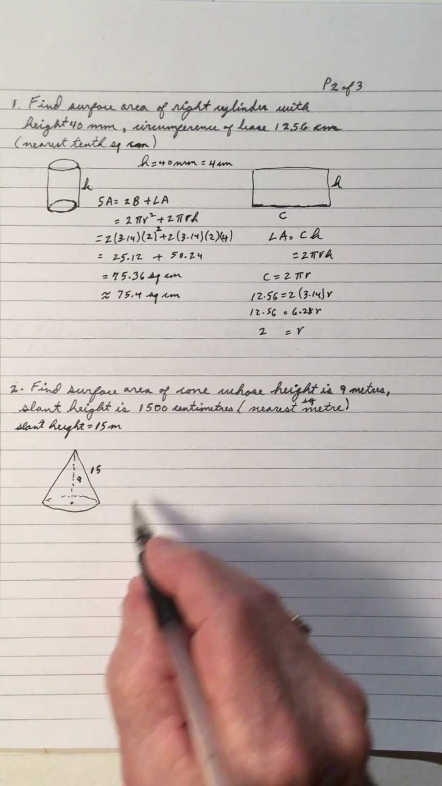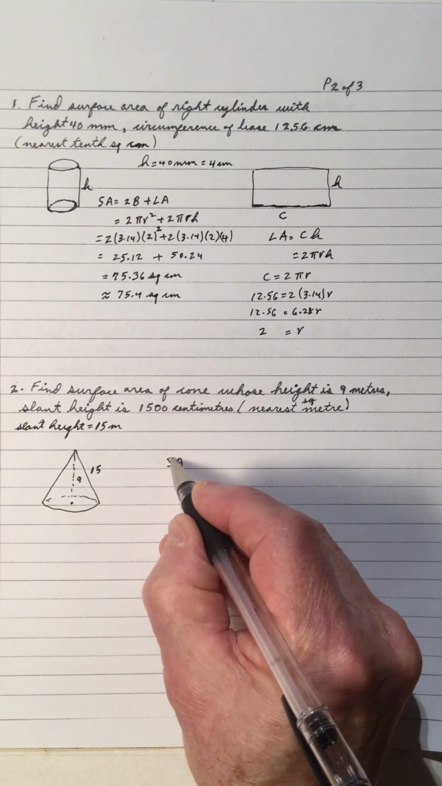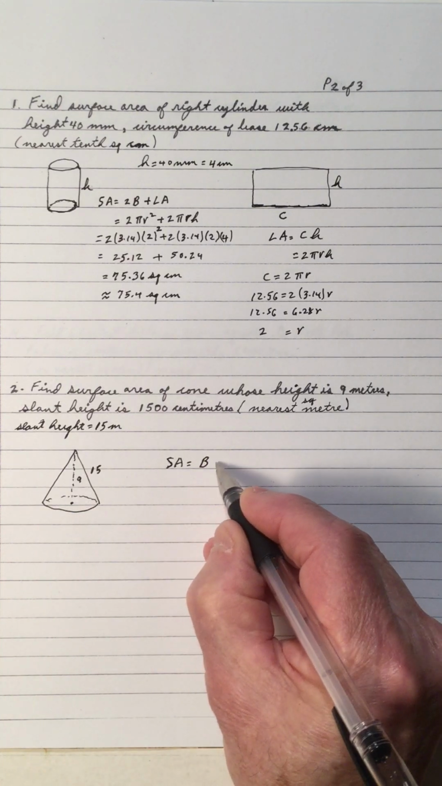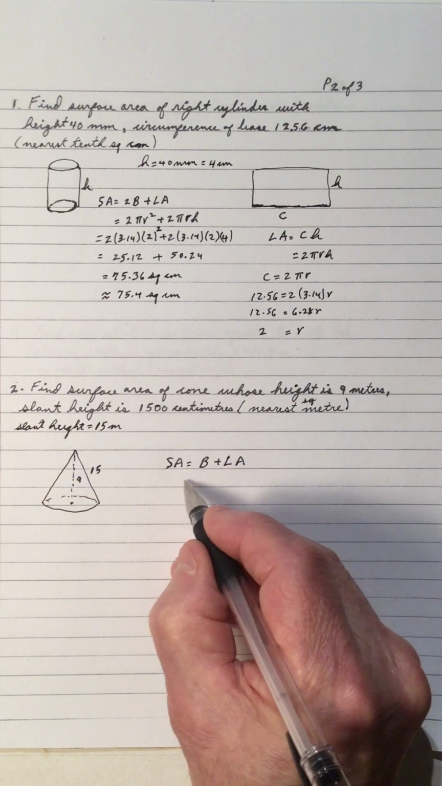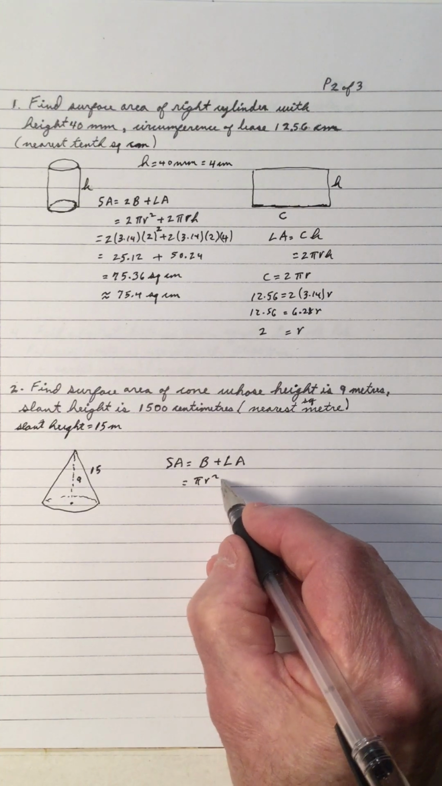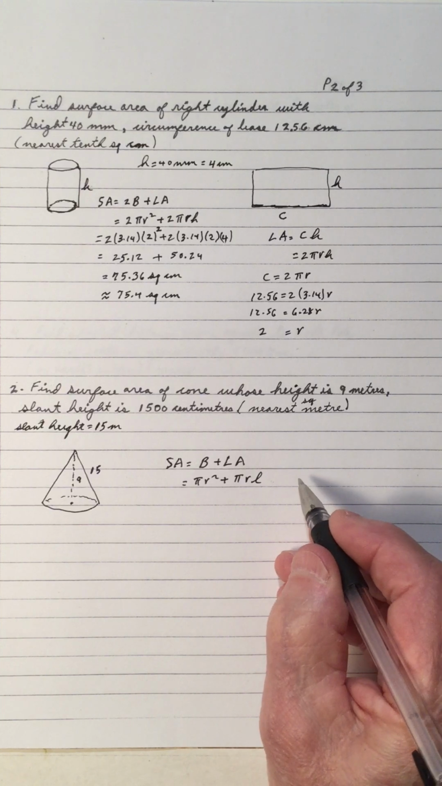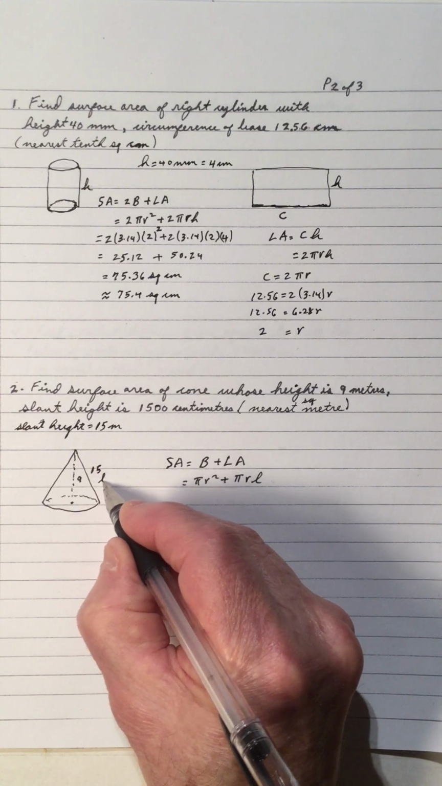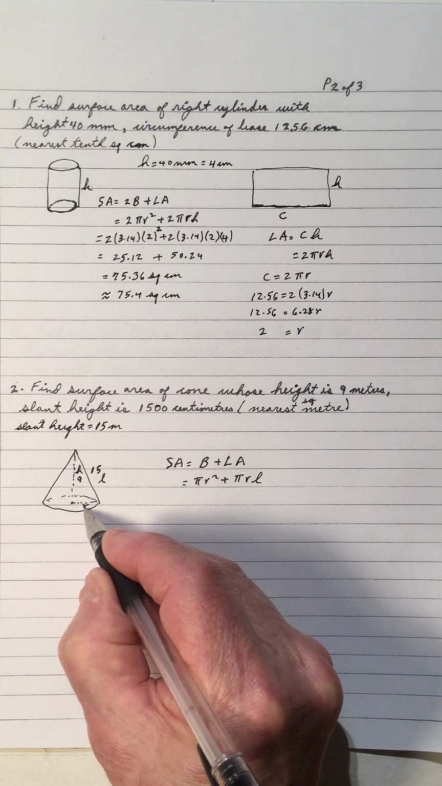Let's see if we can work out the surface area. The surface area, SA, has one base, which is a circle, and it has a lateral area. Lateral area is the area of the sides. The base is a circle, which is pi r squared, and the lateral area is pi r times the slant height, something you have to memorize. Again, this is the slant height, this is the height, and this is the radius.